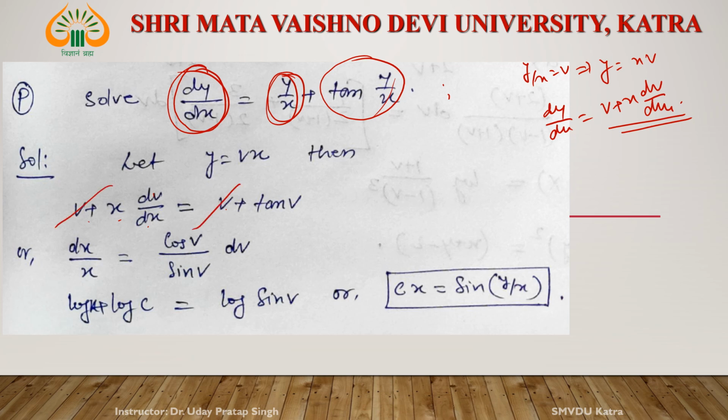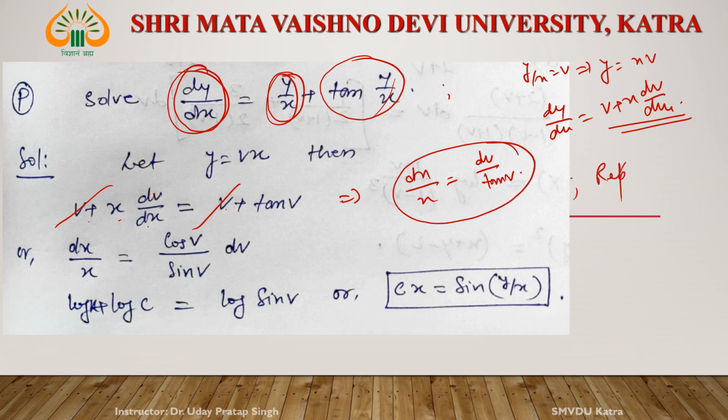Now this is very simple. This thing can be written as dx by x, and this one is dv by tan v. Okay, and simplify it. Replace v by y by x. Okay, we got this solution. This is the answer. In the next lecture, we will discuss how to convert a differential equation into a homogeneous one.